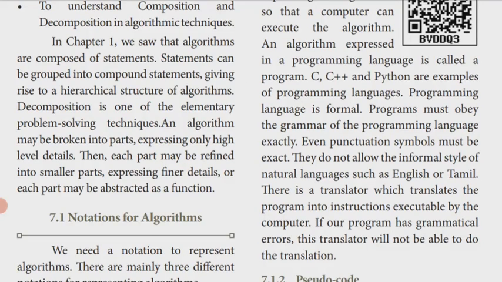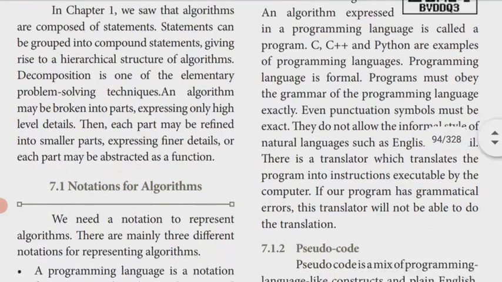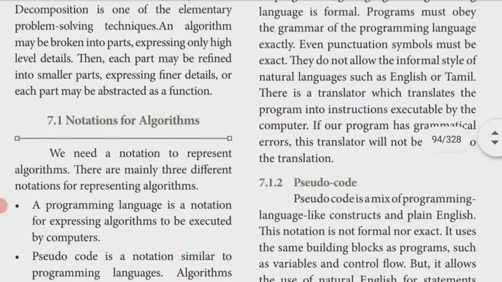To define an algorithm, we are using many types of notations. Notations means how we can represent the algorithm. There are three ways we can represent algorithms. The first one is a programming language. Programming language means we can use any one of the languages to create the particular output, for example C, C++, Java. Using any programming language, we can write a program to solve the particular problem.